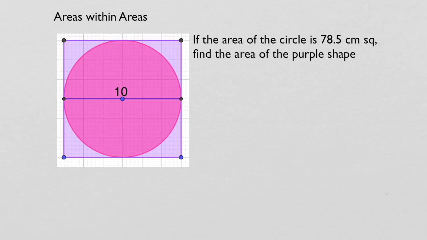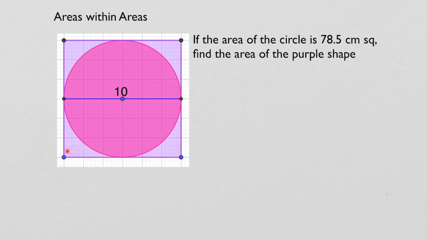Alright, so the next type of problem would involve a different type of shape, and in this case it's going to be a circle. So the question is, if the area of the circle is 78.5 centimeters squared, find the area of the purple shape around the outside of the circle and inside the square. Okay, so we're told the area of the circle. We know that the diameter of the circle is 10 centimeters there. So in order to find out the area of the square, we need to know what the dimensions are.